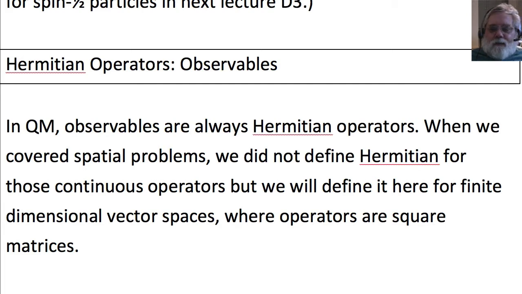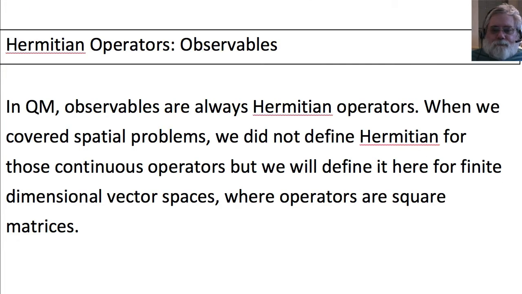We didn't actually use the Hermiticity before now, but we will for the two-state system, and so I need to define Hermitian for you, and we will do that for the two-state system, but you'll see that it obviously applies to any finite dimensional vector space. And the operators in a finite dimensional vector space are always square matrices.